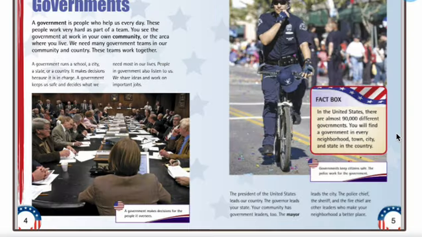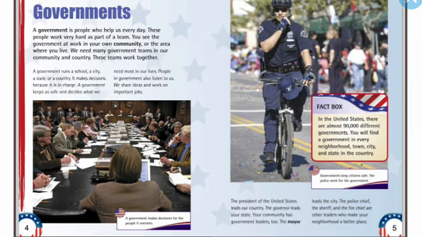Okay, so what is a government? So a government is people who help us every single day. These are people who work very hard as part of a team. You might see a government at work in your own community or the area where you live. We need many government teams in our community and country. These teams work together. So a government runs a school, city, a state, or a country.